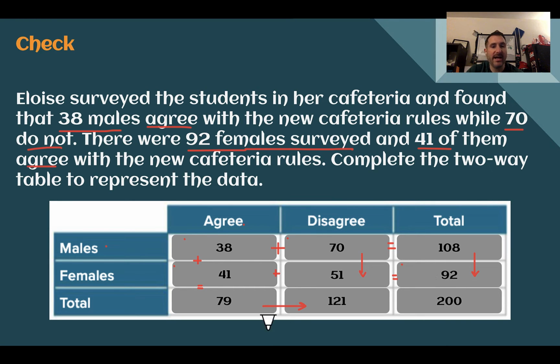Do I get 200 if I add 79 plus 121? Yes, I do. So I can be sure, since I got the same thing in both directions when I was finished, 200 must be how many people were surveyed, and I can be confident that this is filled in correctly.